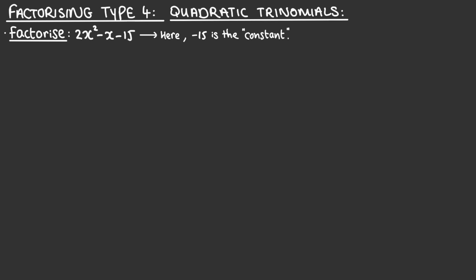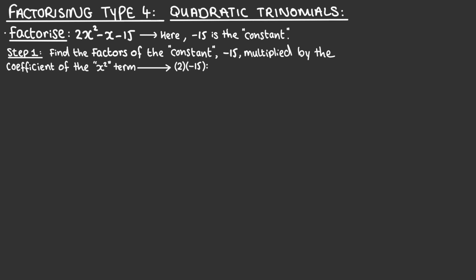So we begin with the same method of finding the factors of the constant of the trinomial. In this case, the constant is minus 15. However, we have to find the factors of the constant multiplied by the coefficient of the x squared term. The reason we didn't have to do this in the first example was because the coefficient of the x squared term was 1. So when we multiplied the constant by 1, we ended up with the same number.